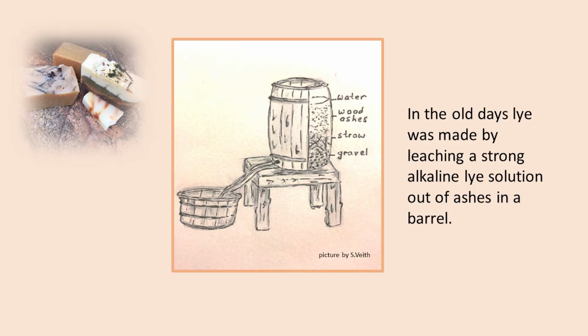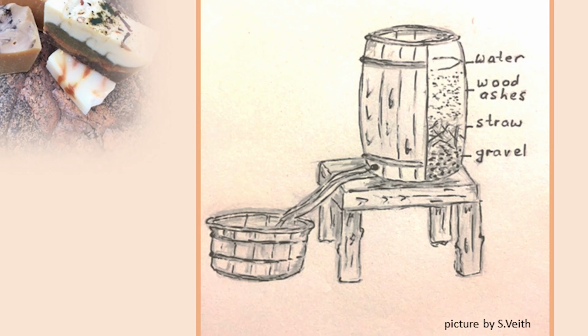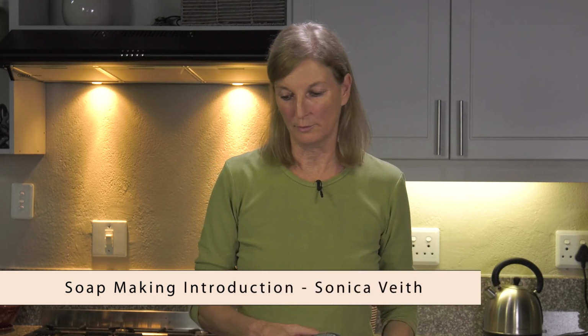Now, in the old days, lye was made by leaching. The strong solution of lye was leached out of the ashes. What they would do is they would put a barrel on a table, and they would layer the barrel with gravel and then straw, and then the ashes, quite a lot of ashes, and then fill it up with water. And there would be a little hole in the barrel, and the water would leach through the ashes and through the straw and the gravel, and it would come out as a very pure lye solution, and then they would have another container where it would go into.